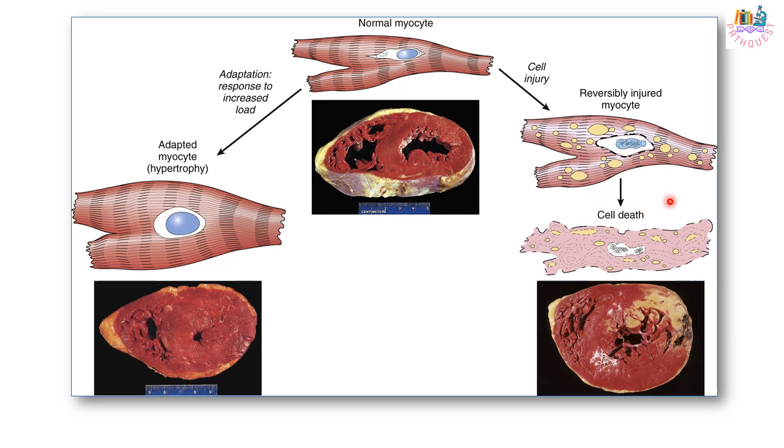injurious stimulus, it results in cell death, which includes loss of cell organelles and permanent damage to the nucleus. Now, when multiple myocytes are damaged, it will result in a large area of necrosis, and that is represented by this gray-white area in the left ventricular wall, and it is called myocardial infarction, and in layman's language it is called a heart attack.